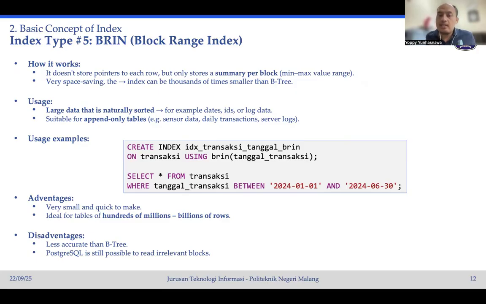The recorded sensor data will usually not be updated. So if you encounter cases like this one, the BRIN index is your choice. You can use the BRIN index because it will save us a large amount of storage compared to the other indexes for these specific cases.